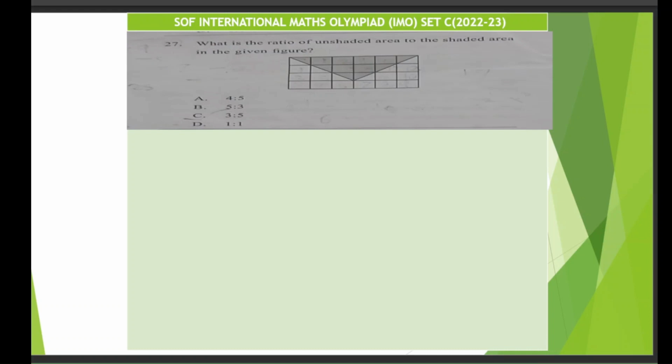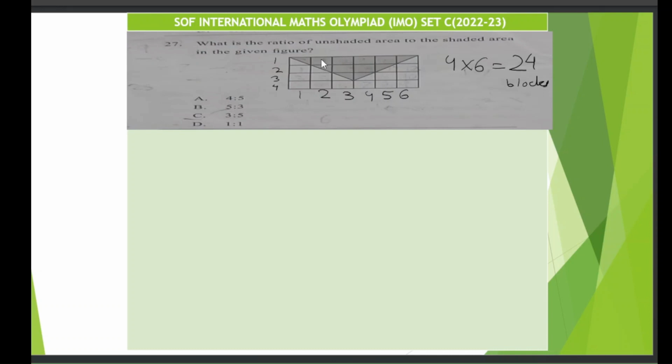So let's start with question number 27. It says, what is the ratio of unshaded area to the shaded area in the given figure? There are many rectangles or blocks in this figure. Let's understand the total number of blocks. How many rows are there? 1, 2, 3, 4. How many columns are there? 1, 2, 3, 4, 5, 6. If I multiply the number of rows by the number of columns, it gives the total number of blocks in this entire figure. So 4 into 6 is 24. 24 blocks are there. Out of that, we need to find the ratio of unshaded area to shaded area.